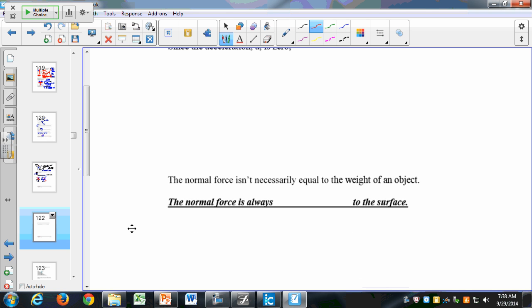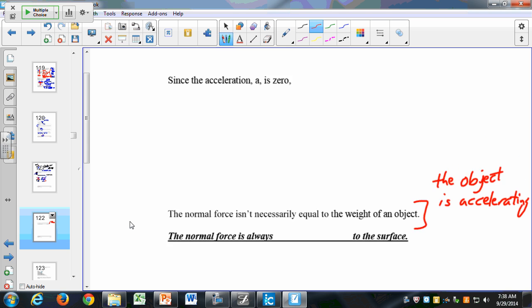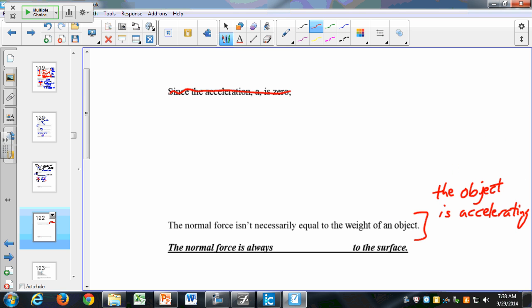Let's see. So the normal force isn't necessarily equal to the weight of the object. This can come about because the object is accelerating. Let me show you that. Let's forget about this and do some other scenario. Let's say I have an object in an elevator with a mass of 10 kilograms, and this thing is accelerating downward at 2 meters per second squared. We had a similar problem, except it was suspended by a rope. I want to know what the normal force is in this case.